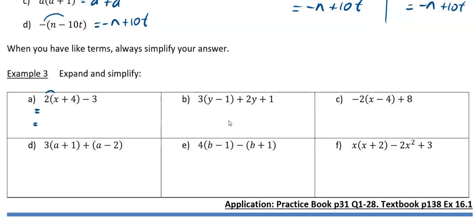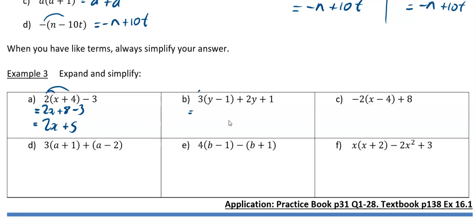So 2 times x is 2x, 2 times 4 is 8, and then remember you have this plus 3 on the end. Nothing's happening to it at the minute, but it can't disappear, so it's got to be there. And then this is just collecting like terms. Go back and look at your video on collecting like terms if you need to. That's going to be 2x plus 5, because the 8 and the minus 3 can be grouped together because they're numerical terms. 8 minus 3 is just 5.